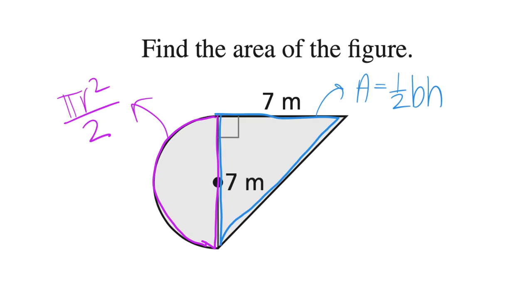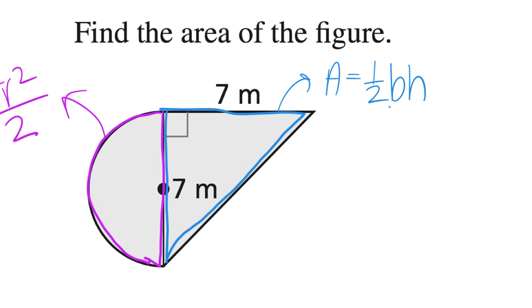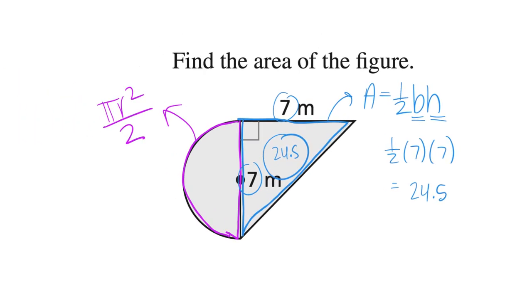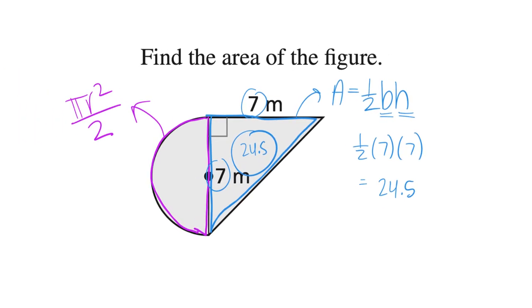Let's start with the triangle, because in the triangle, we already have the base and the height. It would just be 7 and 7. So it'd be 1/2 of 7 times 7, which is half of 49, which is 24.5. So that's the area of the triangle. Now we're going to find the circle. So the circle is going to be pi r squared divided by 2.